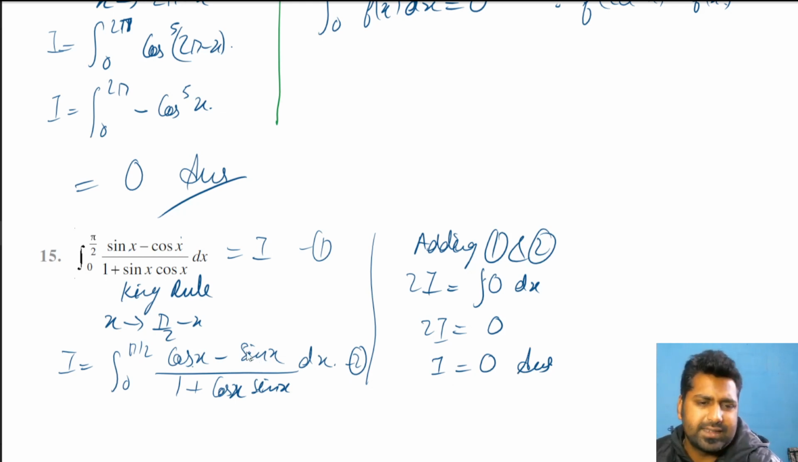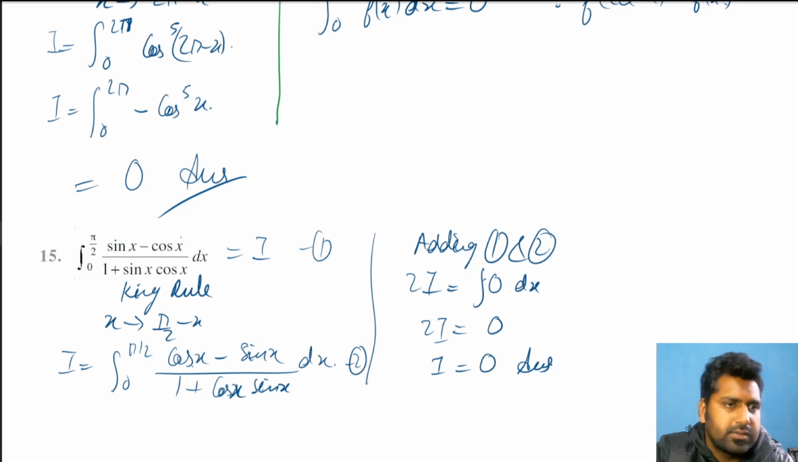Kind of the same idea, even without adding, you can say because this was a function and you applied king rule, you got negative of the same function. If you take negative common, this is nothing but minus f(x). So you can directly say that the integration is 0, or you add them and automatically they become 0. Okay. All right, this is done, this is done.